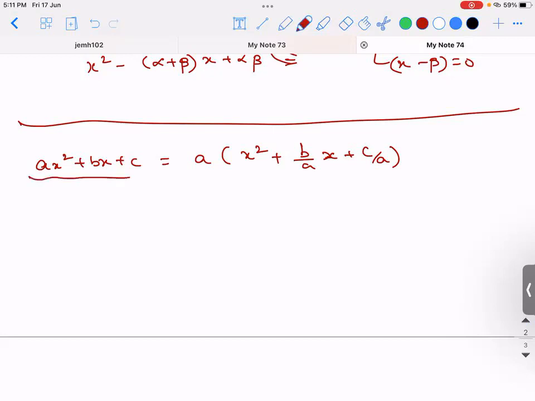So this is the polynomial. If this polynomial is given to you, for example 2x square plus 3x plus 1, I'm giving you a random polynomial, and I'm saying alpha and beta are the zeros of this polynomial, then tell me what is alpha plus beta. Will you be able to tell me? Minus 3 by 2. Alpha into beta is c by a, that is 1 by 2.